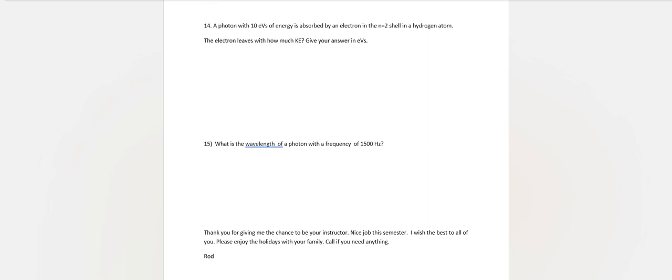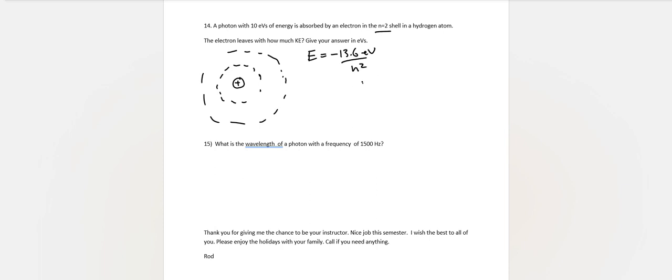Let's see, 14. A photon with 10 EVs of energy is absorbed by an electron in the n equals 2 shell. The electron leaves with how much kinetic energy in EVs? All right, so let's say here's our nucleus, right? And here's our first shell, and then we have the second shell. And the energy in the second shell is minus 13.6 EVs over n squared. Put in the n equals 2 to get a number. This is going to be some negative number.